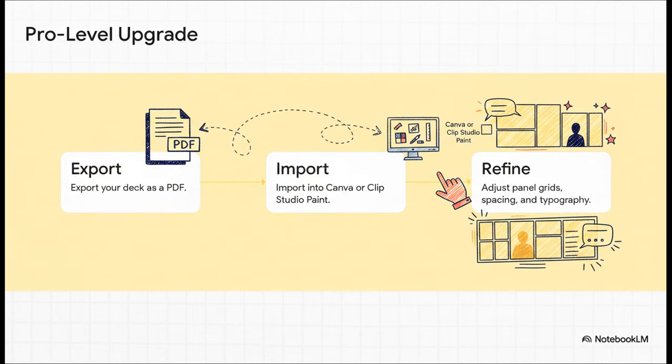Now, if you want to take this from a cool experiment to something that looks truly pro, you export the whole thing as a PDF. Then you can pop those pages into a design program like Canva or Clip Studio Paint. Once you've got it in there, you have total control to mess with the panel layouts, perfect the typography, and really nail the spacing for dramatic effect.